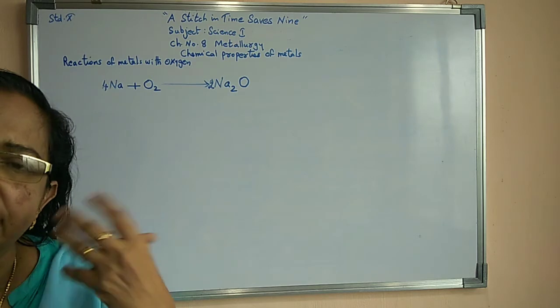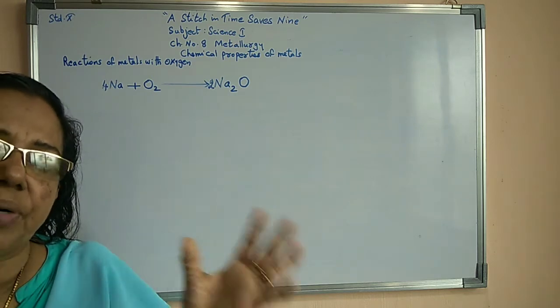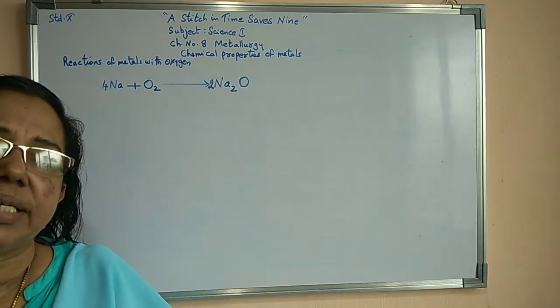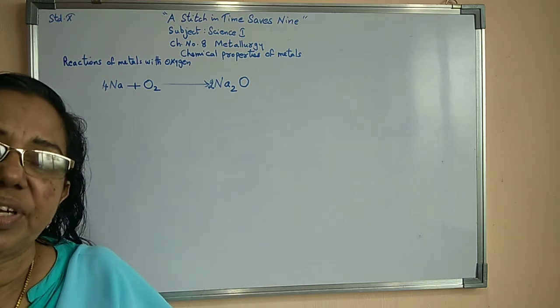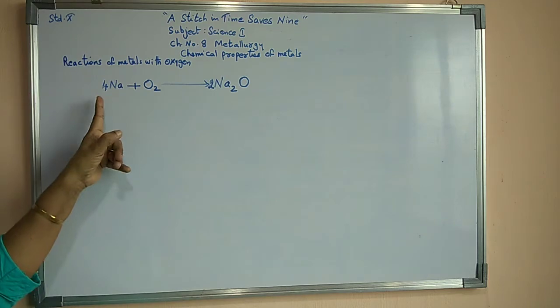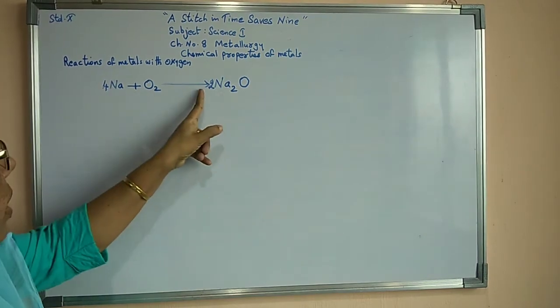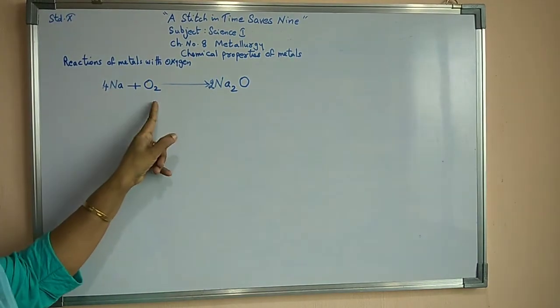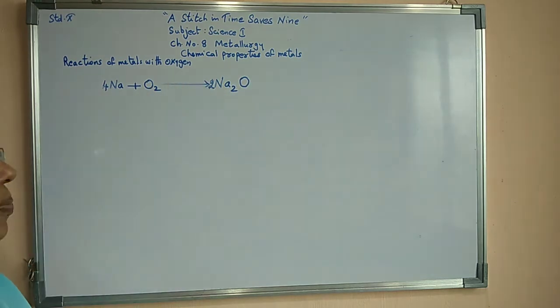So first we have to write the equation. Afterwards we have to see whether it is in balanced condition or not. If it is not in balanced condition, we need to balance it. So here we can say now, here 4 sodium, here again 4 sodium. Oxygen here 2, here again oxygen 2.